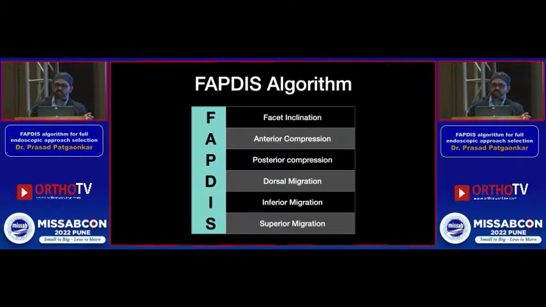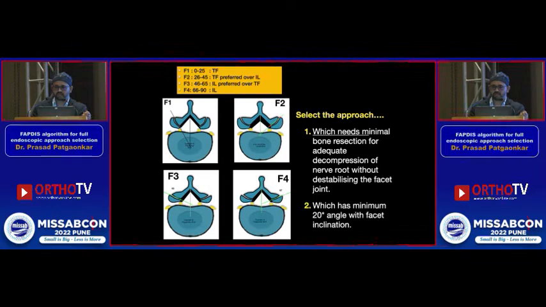So knowing this accessibility, this algorithm comes into the picture: this is a facet inclination, anterior compression, that is the discal pathology, posterior compression, that is the flavum pathology. And if we see the herniation, it can be dorsal migration, inferior migration, or superior migration. So if you know that I need to see all these parameters when I am selecting my approach, master's eyes can definitely see the single view, and they can decide, yes, I would probably prefer interlaminar or transforaminal. But for the beginner, you need to see all this step-by-step algorithm.